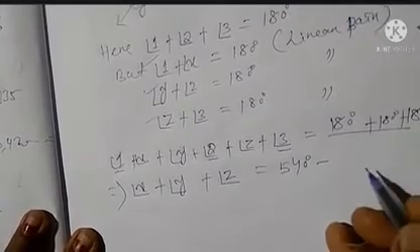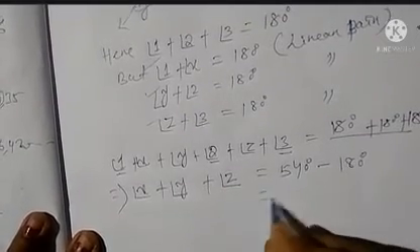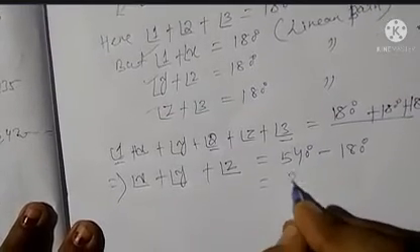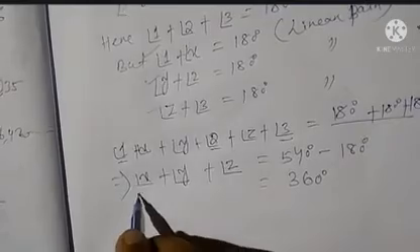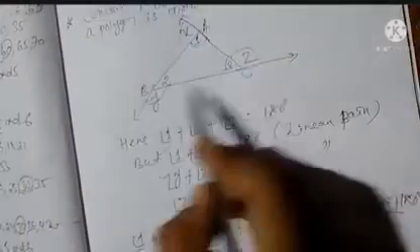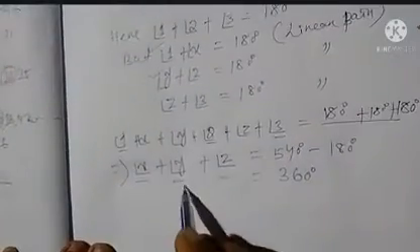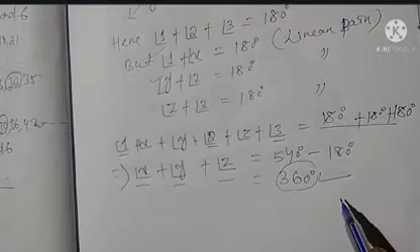We move it from the left hand side to the right hand side, that is minus 180. That is equal to how much? 360 degrees. It means the sum of the exterior angles x, y and z of a triangle is 360 degrees.